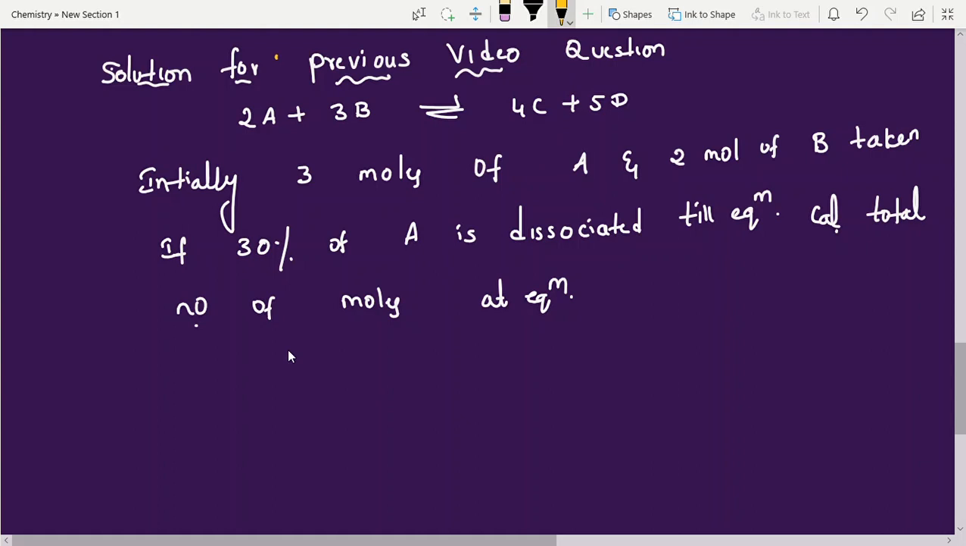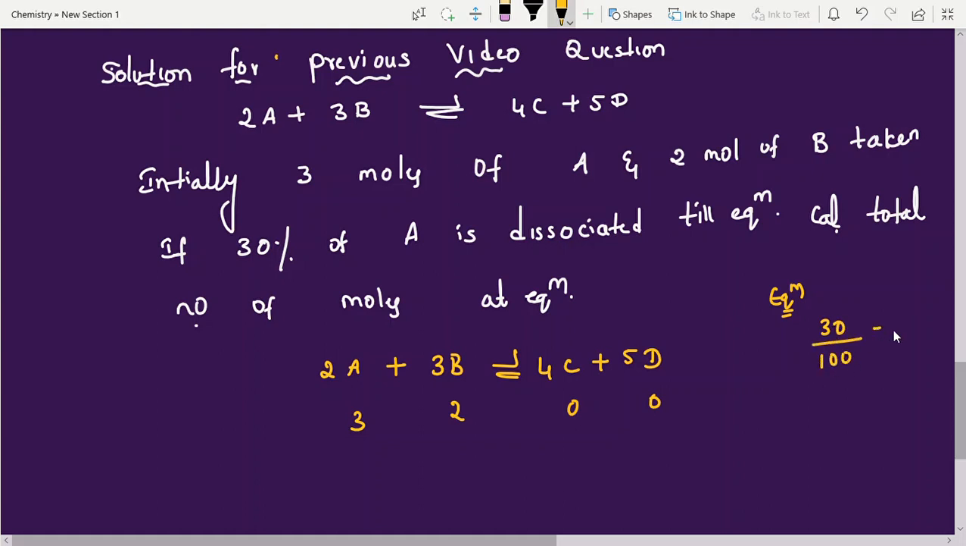See, students, 2A plus 3B gives rise to 4C plus 5D. Initially how many moles? This is 3 moles, this is 2 moles, this is 0, this is 0. Now equilibrium. What is the equilibrium information? They are given degree of dissociation, 30%. 30 by 100, how much, students? 0.3. Right or not? This is for only 1 mole. 1 mole 0.3. But 3 moles, how much? 3 into 0.3. That's all.